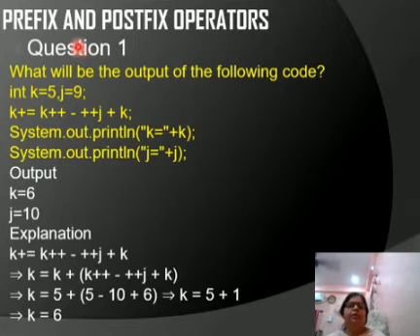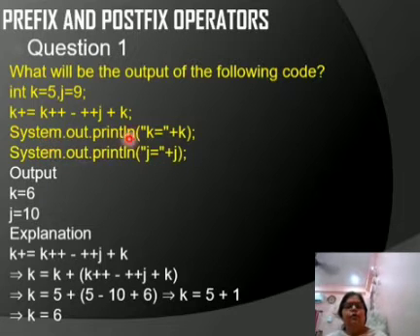Now we will do some prefix and postfix operator questions. In the previous PPT we have done some questions. Now we are going to do some output questions. Students, questions come like this only in your board examination. Nothing is changed, it will come like this only. Now see what will be the output of the following code: int k is 5 and j is 9. Now System.out.println k and System.out.println j. This you have to solve.